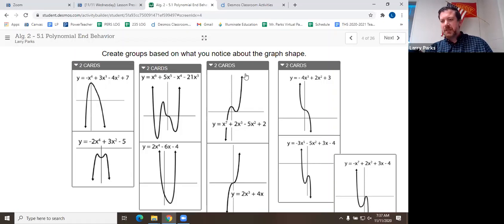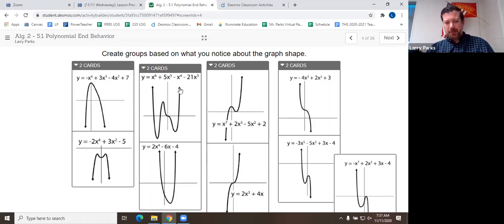And so once you determine how it opens on the right, you know the odd is going to be the opposite on the left. So opens up on the right, but goes down on the left. Opens up on the right, but goes down on the left. Goes down on the right, but goes up on the left. See that?